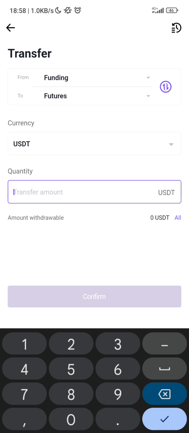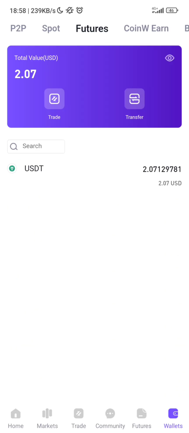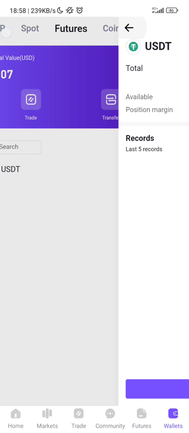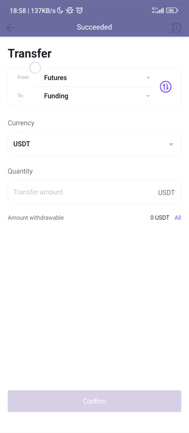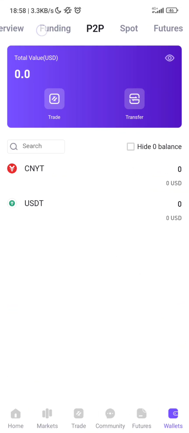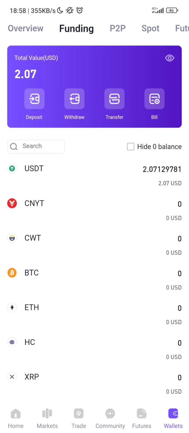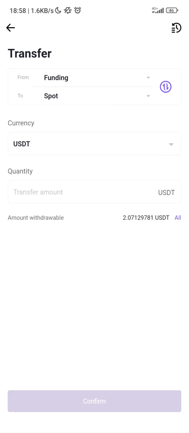You select the amount, then let's do an example. Let me transfer this USDT from futures back to funding. I click on all and I click on confirm. So I'll go back. Okay, it has appeared now in my funding wallet, right? Let's do that again. Let's transfer from funding, and select futures, right?